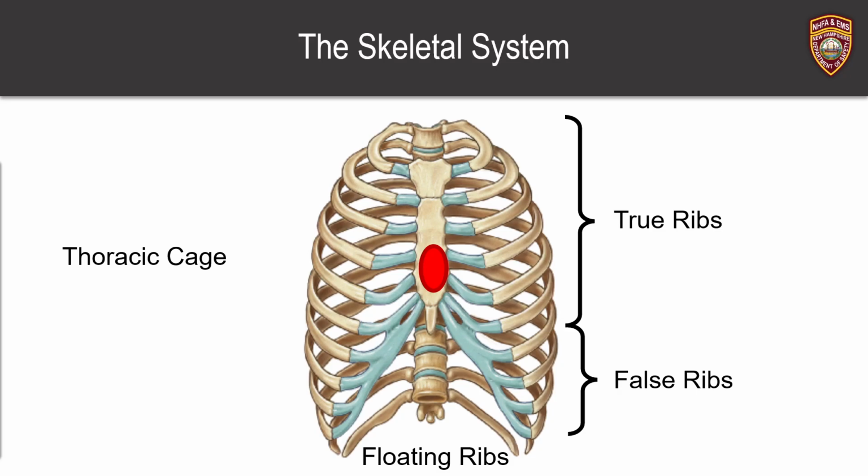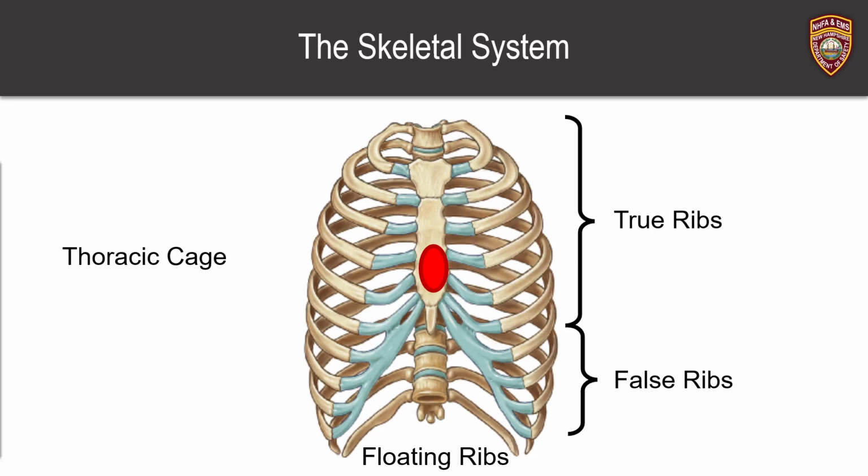The first 7 pairs are called true ribs. And these ribs connect directly to the sternum. So they start at the spine, they swoop around, and they each individually connect to the sternum. And these are called true ribs. And they are connected by these cartilaginous extensions, right? But we call them true ribs because they come in and they connect directly to the breastbone.